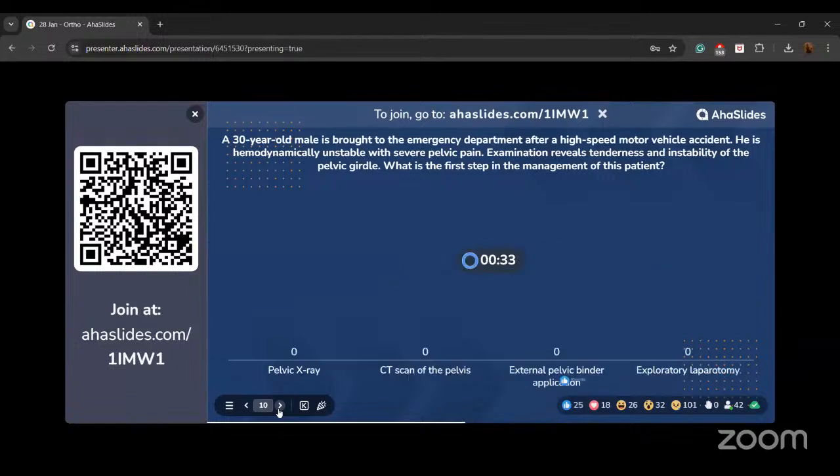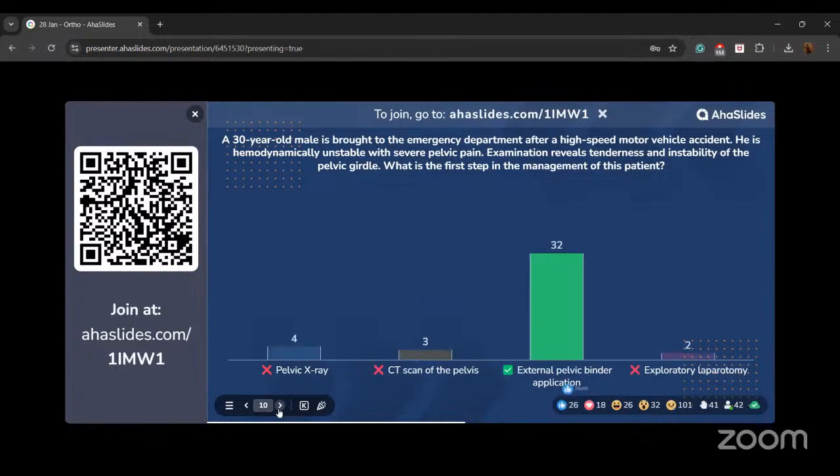A 30-year-old male is brought to the emergency department after a high-speed motor vehicle accident. He is hemodynamically unstable with severe pelvic pain. So, examination reveals tenderness and instability of the pelvic girdle. What is the first step in the management of this patient? So, they are asking about the first step to manage. We know that pelvic fractures are an emergency case, and let's see. Oh, yeah, it's right. We need to use a pelvic binder in order to control the hemorrhage first.